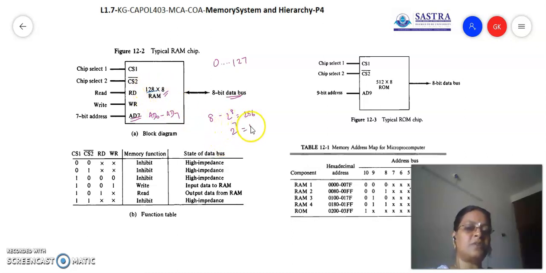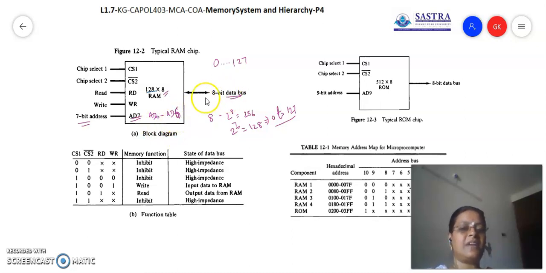So to address 128, we need 7 bits, since 2 power 7 is equal to 128. So the address will range from 0 to 127, totally 128 locations. In order to address any one of these locations, we need 7 bits. For that purpose, we have a 7-bit address, referred to as AD0 to AD6, totally 7 bits.